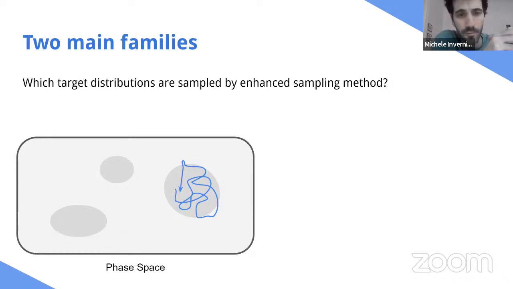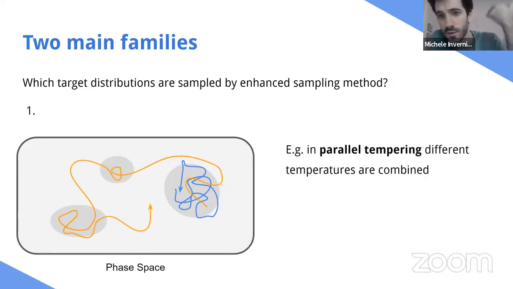So, which are these different kinds of target distribution? The typical situation is this one. You have your phase space with, let's say, 3 metastable states. You run your molecular dynamics simulation and you just sample one of them. Then, in some cases, for instance, it might happen that if you increase the temperature of your system, you're able to visit all of the states. Then a method like parallel tempering enhances the sampling by combining different temperatures. So this is the first kind of target distributions.